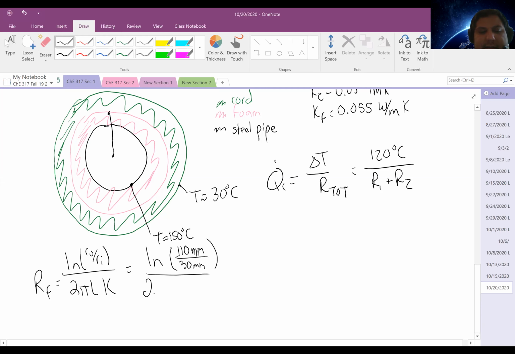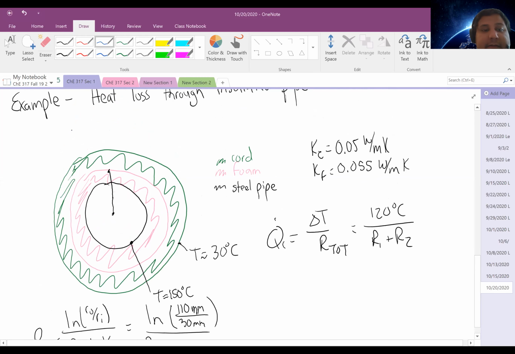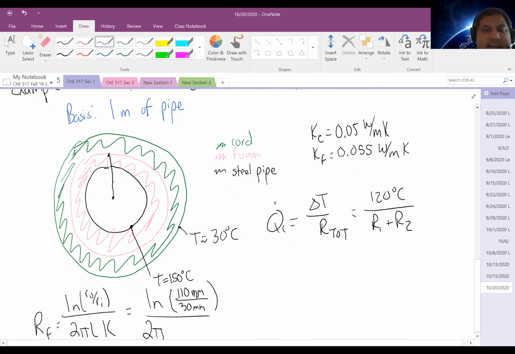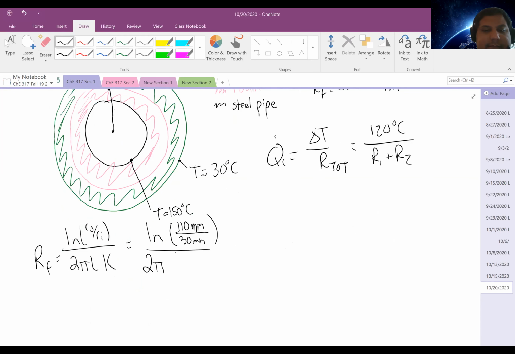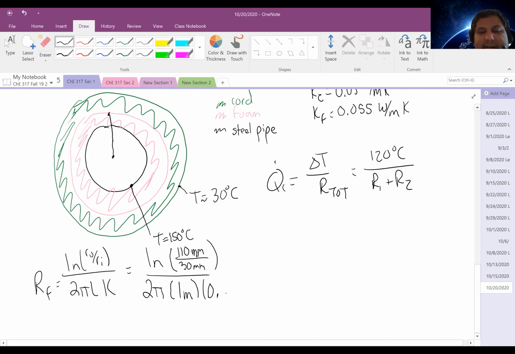Divided by 2 times pi. Now we didn't have an L, so for this problem we can take a basis, and the easiest thing to do is just say 1 meter for the length. So our length will be 1 meter. The thermal conductivity of the foam was given as 0.055 watts per meter Kelvin.